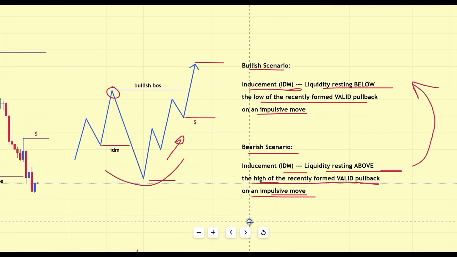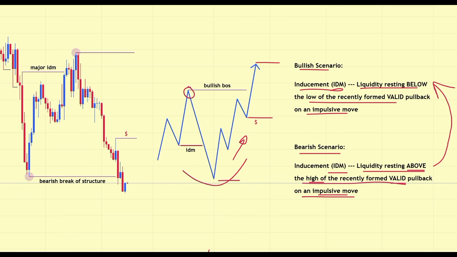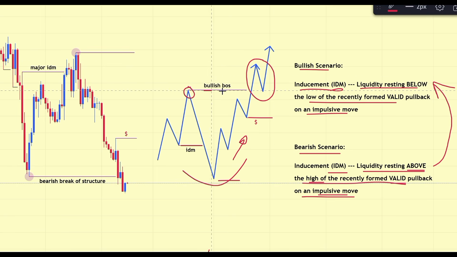So this means price needs to fail the minor inducement. By failing, I mean price needs to not take out the minor inducement and create another recently formed valid pullback. In that case, price needs to create another pullback without taking this minor inducement. Then price decides to create another pullback. Now, once price creates another pullback, this pullback here is created after price has already broke past our swing point high, or after price has already created the bullish break of structure.